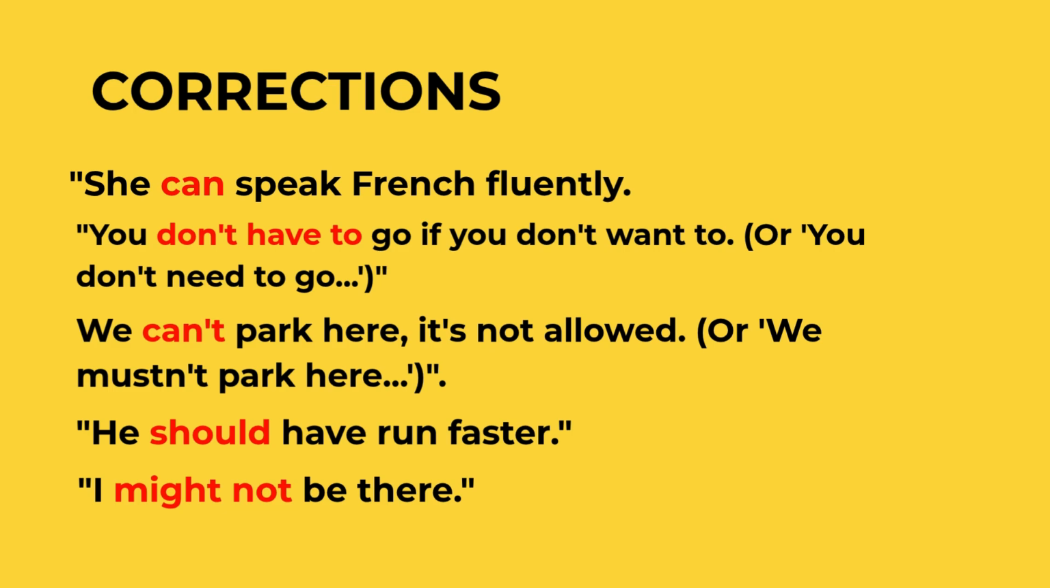For the third sentence, it should be we can't park here. It's not allowed. Or you mustn't park here. Don't have to means you have a choice. But the sentence says it's not allowed, which means you can't park or mustn't park there. The fourth sentence should be he should have run faster. Remember, after words like should have, we use the past participle form of action words. So it should have run, not should have ran. And finally, I might not be there. We take away the to.